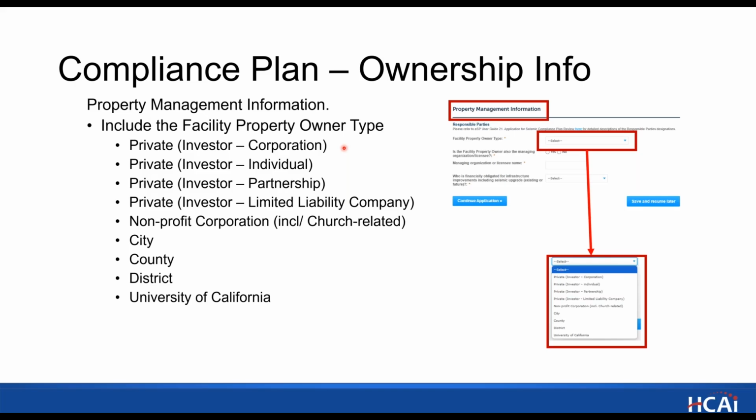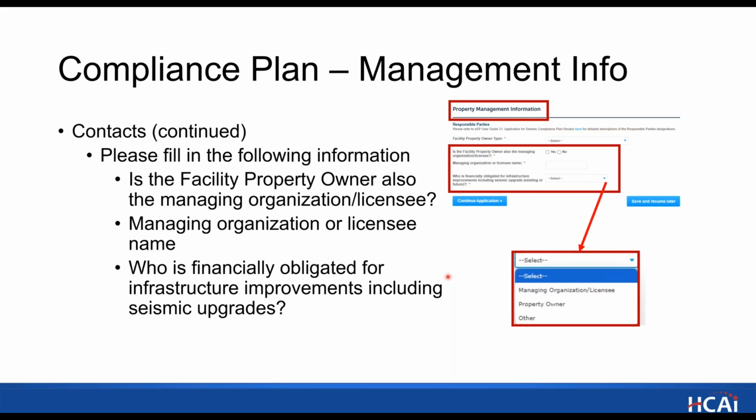So this basically asks who's actually financially obligated for these upgrades. Is it the operating entity or is it the owner? This basically goes into that question. And to answer that question, it asks a couple of pieces of information, and it's pretty straightforward. In the managing organization, we'd like you to put the organization or licensee name, so that we correspond with the right people.